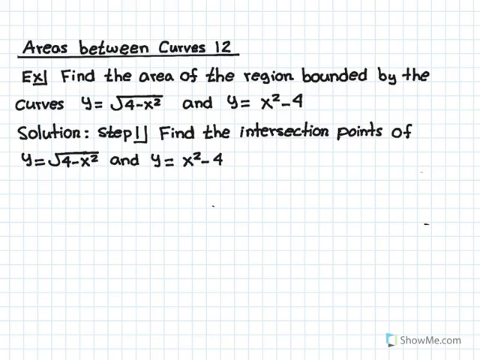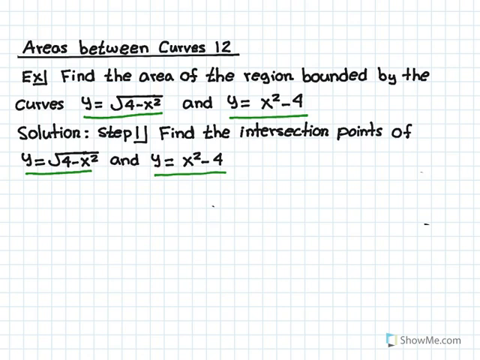In this video, we're going to look at another example of areas between curves. The question here is to find the area of the region bounded by the curves y equals root of 4 minus x squared, which is a semicircle of radius 2, and y equals x squared minus 4, which is a parabola. The first step, like usual, is to find the intersection points of y equals root of 4 minus x squared and y equals x squared minus 4.